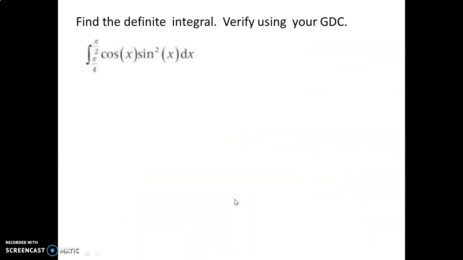Okay, next, let's try this one. So now it's getting a little more complex. We see cosine and sine here, and we see these boundaries on our definite integral. So try a similar process here, where you do a substitution. This is definitely one that requires substitution. And then you're going to change the boundaries because of the substitution. Let's see where you go with this one.